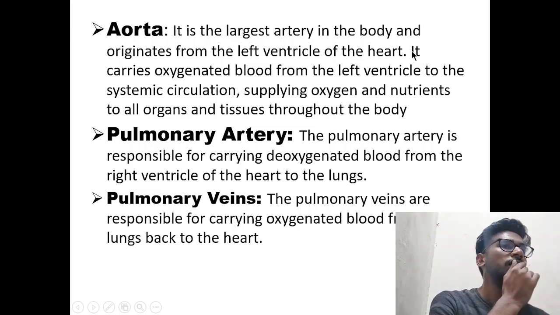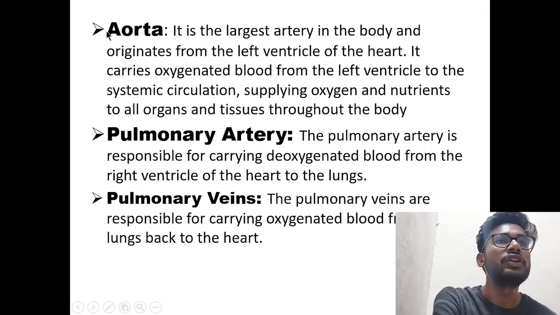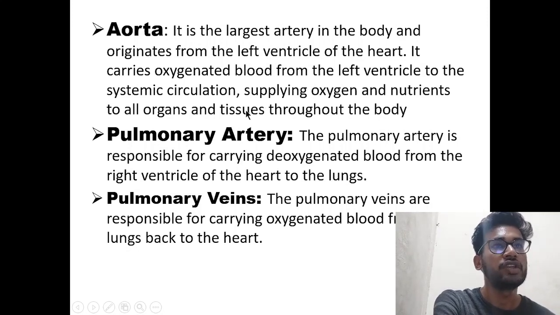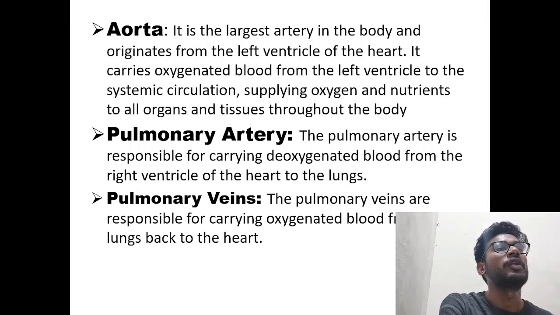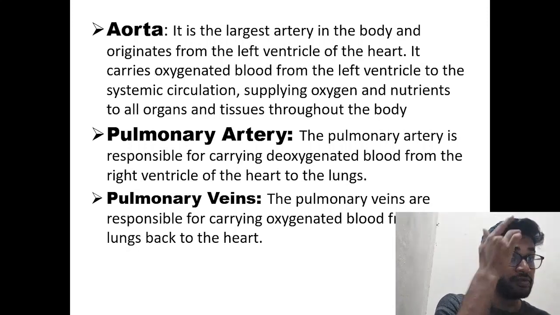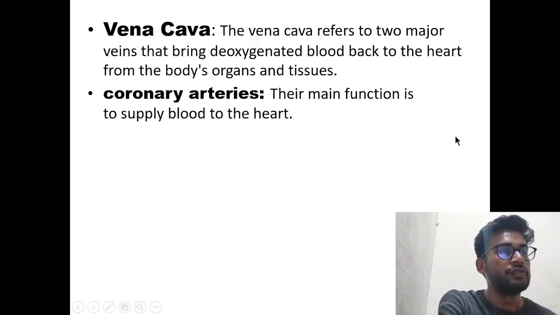Next we will come to the different blood vessels and their functions. The aorta, which is the largest artery in our body, originates from the left ventricle of the heart. It carries oxygenated blood from the left ventricle to the systemic circulation, supplying oxygen and nutrients to all organs and tissues throughout the body. The pulmonary artery is responsible for carrying deoxygenated blood from the right ventricle of the heart to the lungs. And the pulmonary vein is responsible for carrying oxygenated blood from the lungs back to the heart.